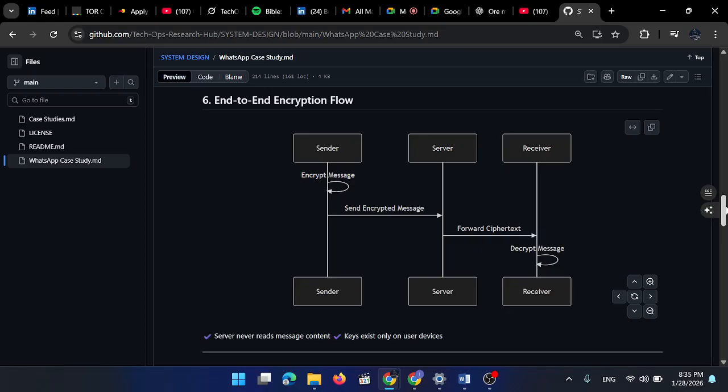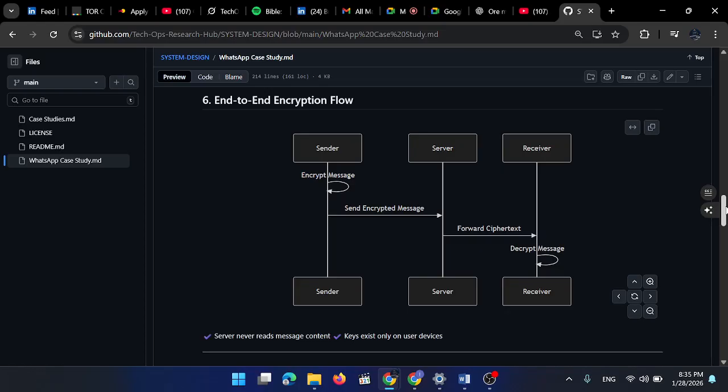Okay, so when it comes to the end-to-end encryption flow, the key thing here is security. How is the message being sent by the sender encrypted, and how is it encrypted in the server, right? And how does the receiver get to receive this kind of message? There are different things here that are very, very important.